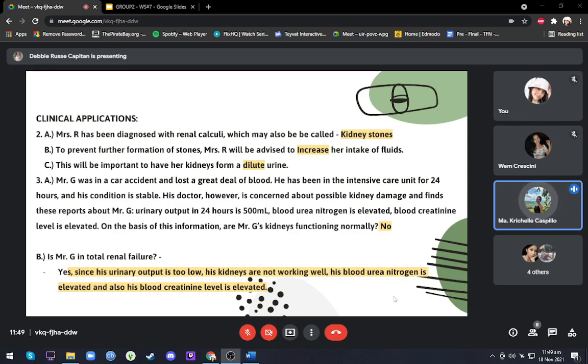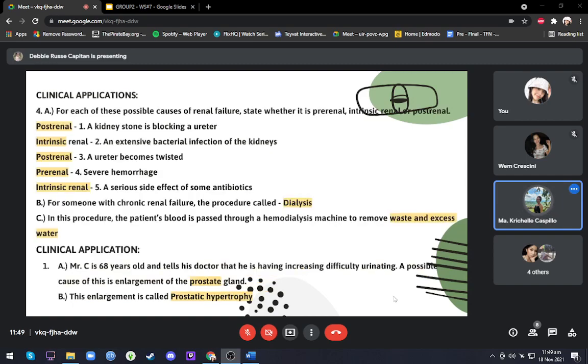On the basis of this information, is Mr. G's kidney functioning normally? Our answer is no. Is Mr. G in total renal failure? Yes, since his urinary output is too low, his kidneys are not working well, his blood urea nitrogen is elevated, and also his blood creatinine level is elevated.